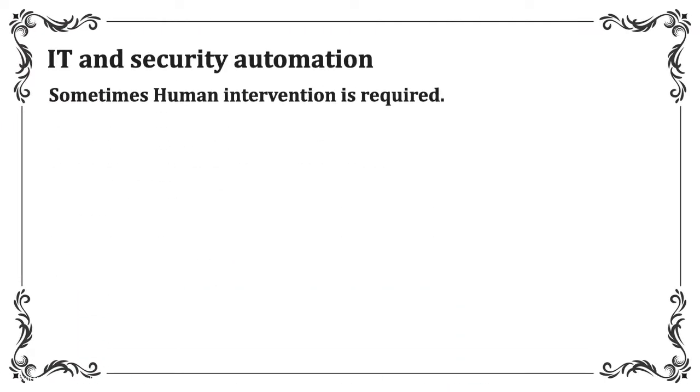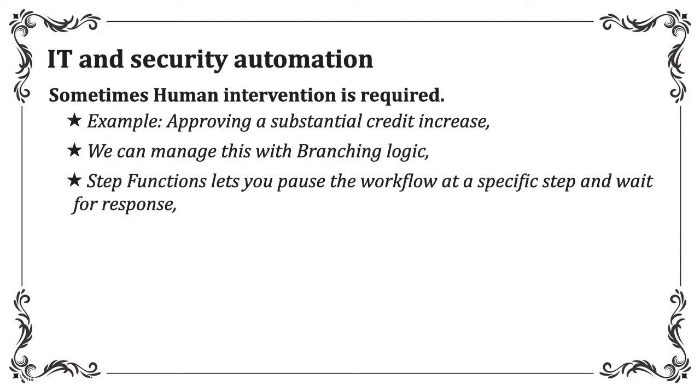There can be situations where human intervention is required before the workflow can progress. For example, approving a substantial credit increase may require human approval. To manage this, you can define branching logic in Step Functions so that only requests over a defined amount require human approval, while all other requests are automatically completed. In cases where human approval is required, Step Functions let you pause the workflow at a specific step, wait for a response, and then continue the workflow once the response is received.